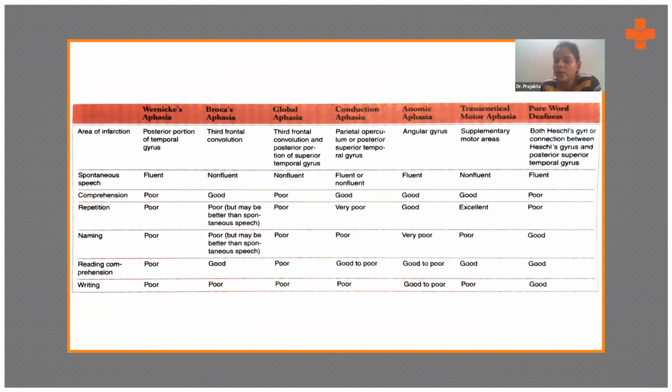Okay. Pure word deafness. This is due to Heschl's gyrus connection. This area, the Heschl's gyrus, is present right below the superior temporal gyrus. Again, in this, the spontaneous speech is fluent, comprehension is poor, repetition is poor, as it says, pure word deafness. That is, the patient cannot process the auditory symbols. The comprehension is very poor. Naming is good, reading is good, and writing is good.